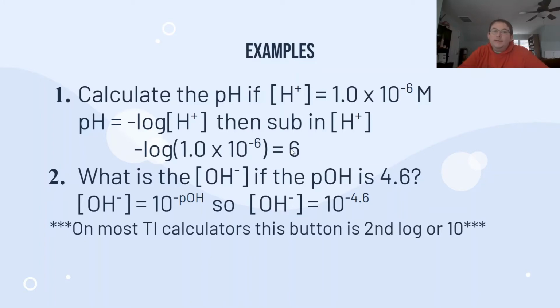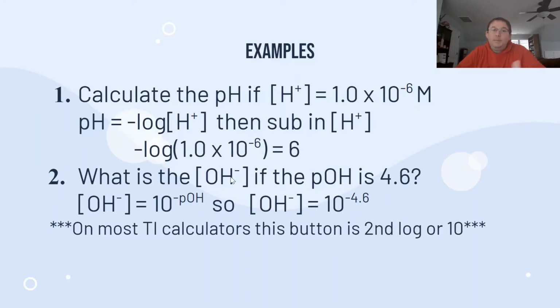If this is not 1, then you're not going to be able to do this calculation easily in your head, and you're going to need a calculator. What is the hydroxide ion concentration if the pOH is 4.6? So here I'm given the pOH, and I need to find the hydroxide ion concentration.